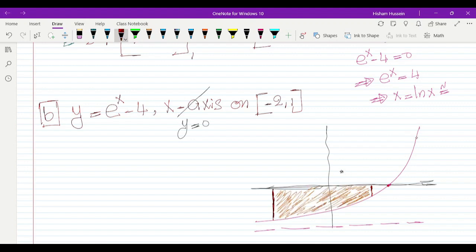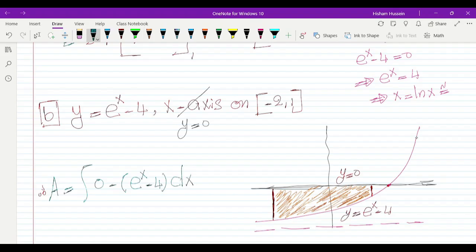Here this is y equals 0. Here y equals e to the power x minus 4. So the area will be the integration of the upper curve minus the lower curve. Integration of 0 minus (e to the power x minus 4) dx, with the limits from x equals -2 to x equals 1.